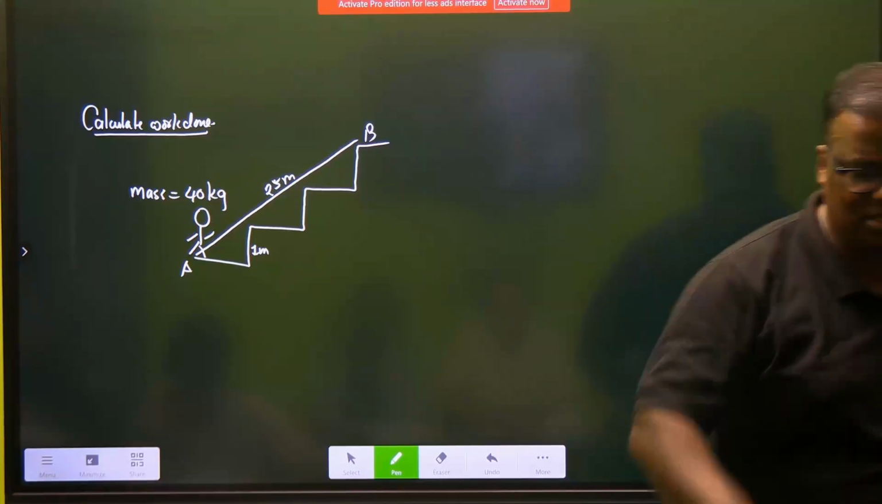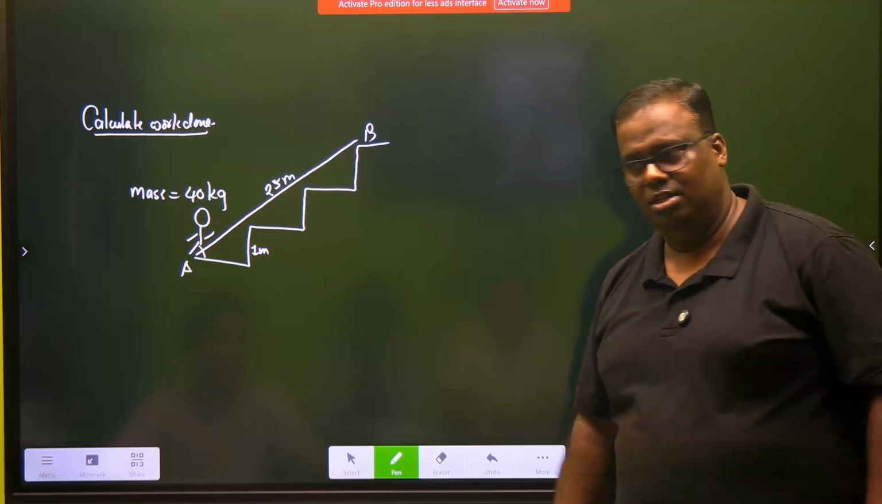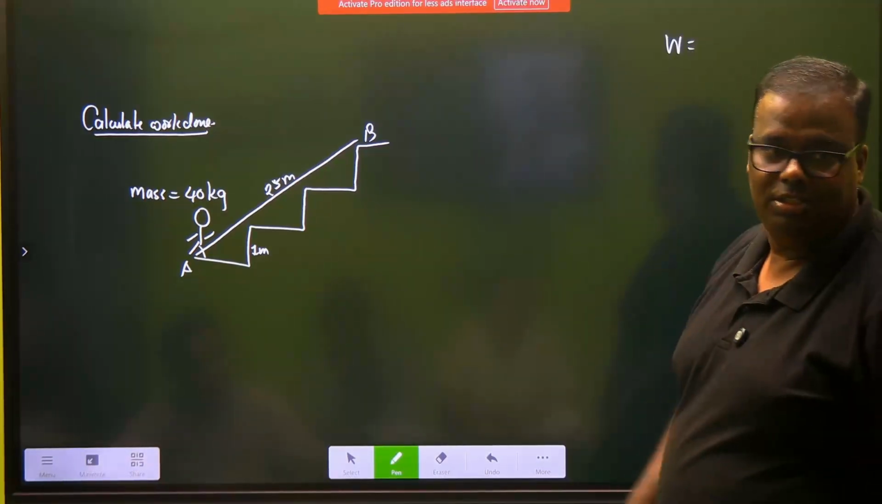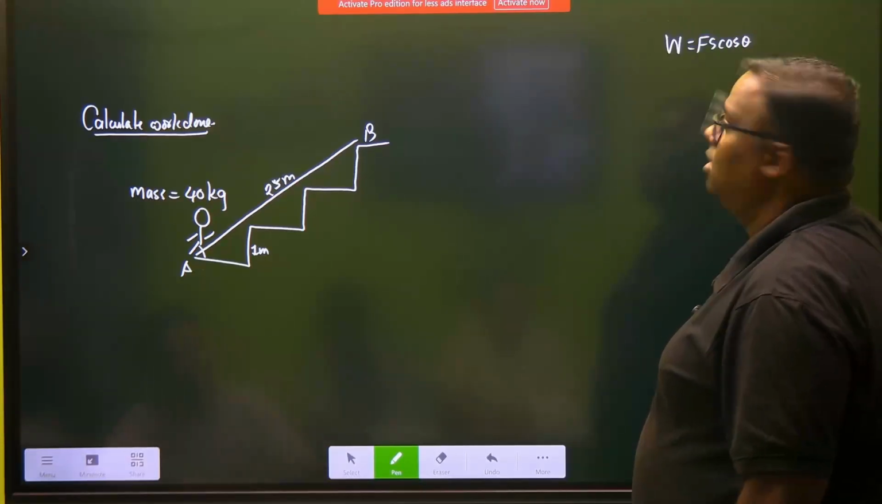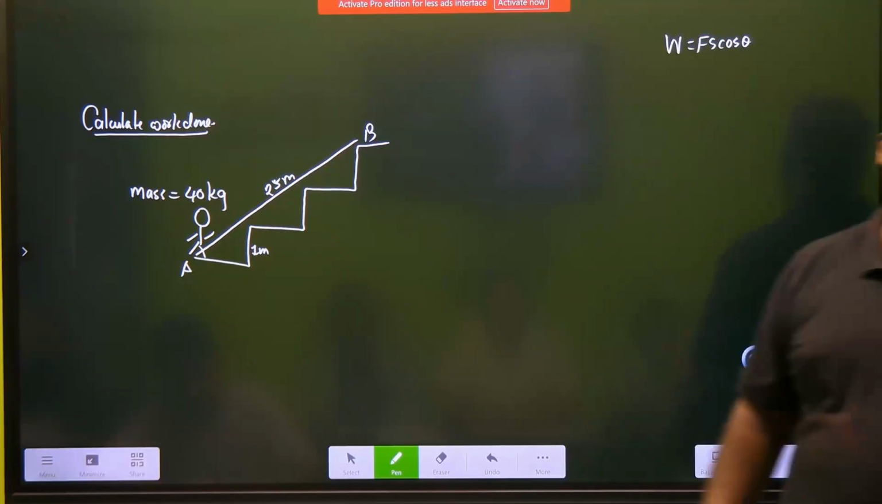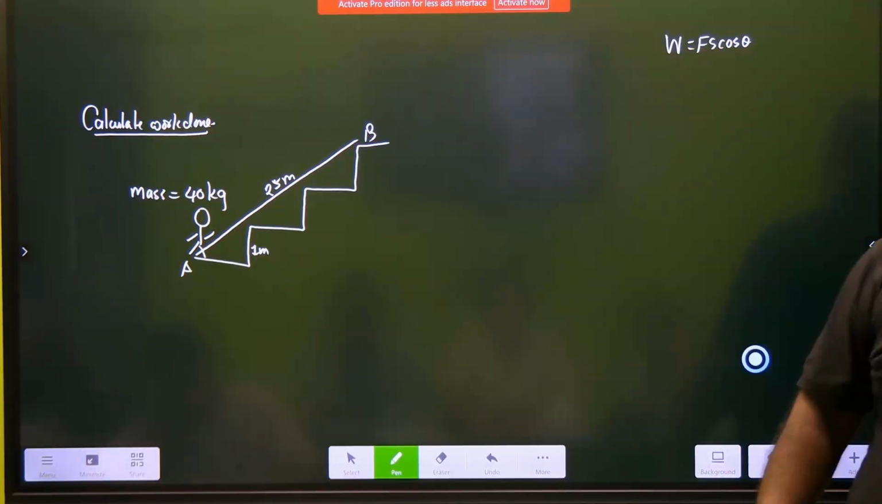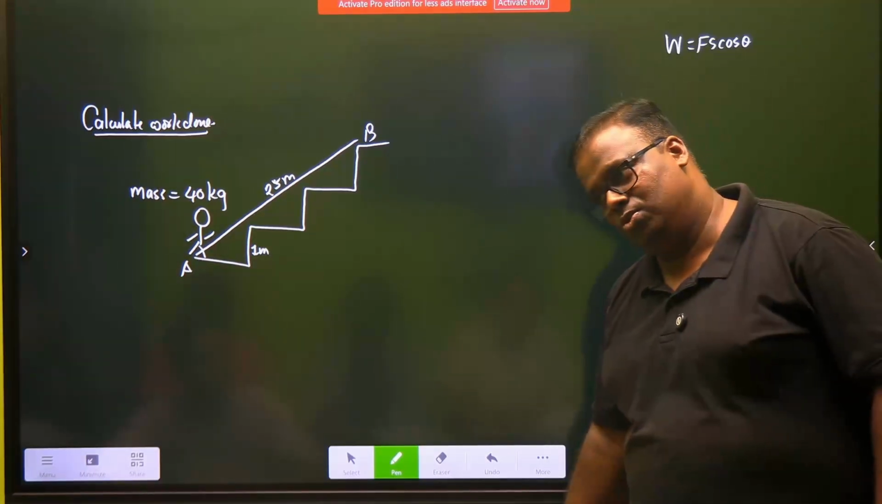Don't try to get an answer. Get the basics. What have I asked you to find out? Work done. So shall we now write the formula of work? Work should be what? F s cos theta. When we do F s cos theta, remember one thing: the S should always be in the direction of the F. End of the day. Understood?